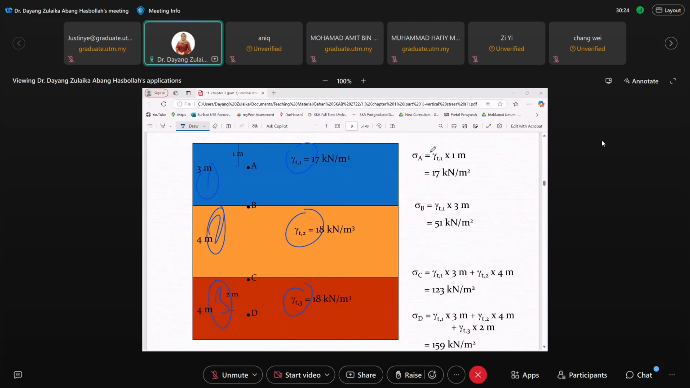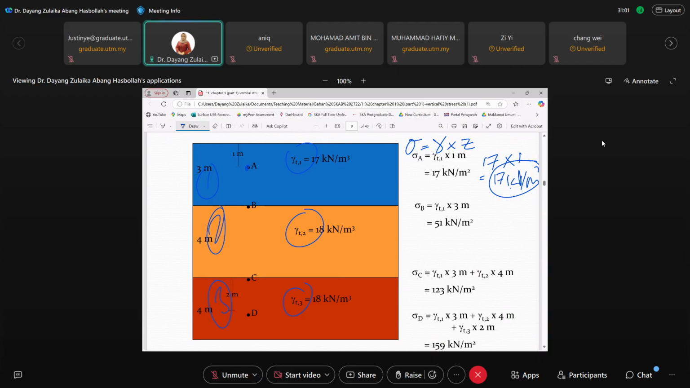Okay, let's take a look at point A first. Remember our formula: sigma is equal to unit weight times Z. Z is the depth. So for point A, your unit weight is 17. So 17 times, from the surface to point A, your depth is 1 meter. So the answer is 17 kilonewton per meter square. Remember this unit.